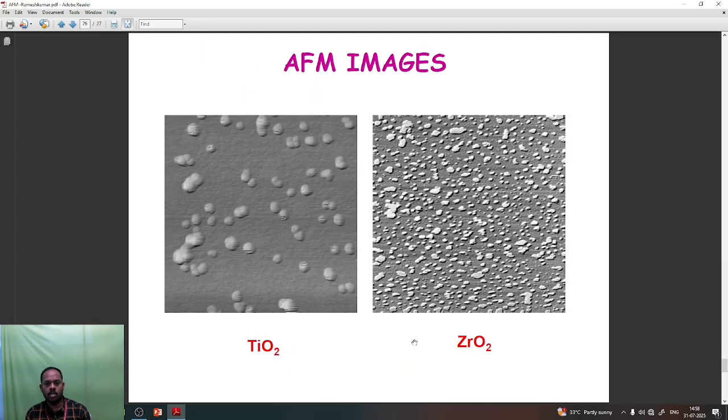So these are some of the AFM images obtained for titanium oxide and zirconium oxide nanoparticles.